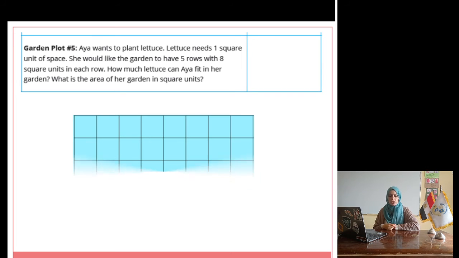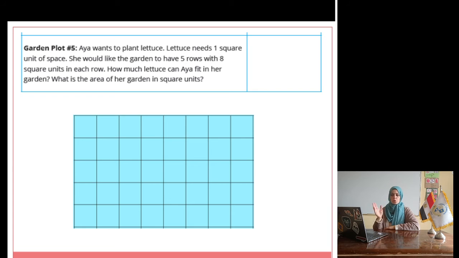This is the shape of the garden. 5 rows with 8 square units. And of course, 5 times 8 equals 40 square units. And if you exchange the numbers, 8 times 5 will still be 40 square units.